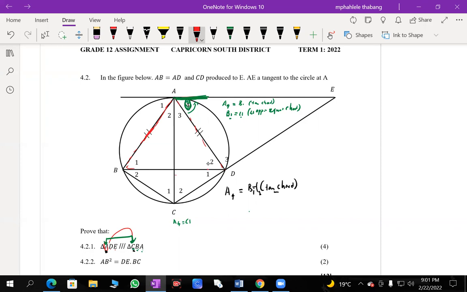The angle that is opposite to side AB is C1. It's C1. Okay, true. Not only C1, even if you said D2.